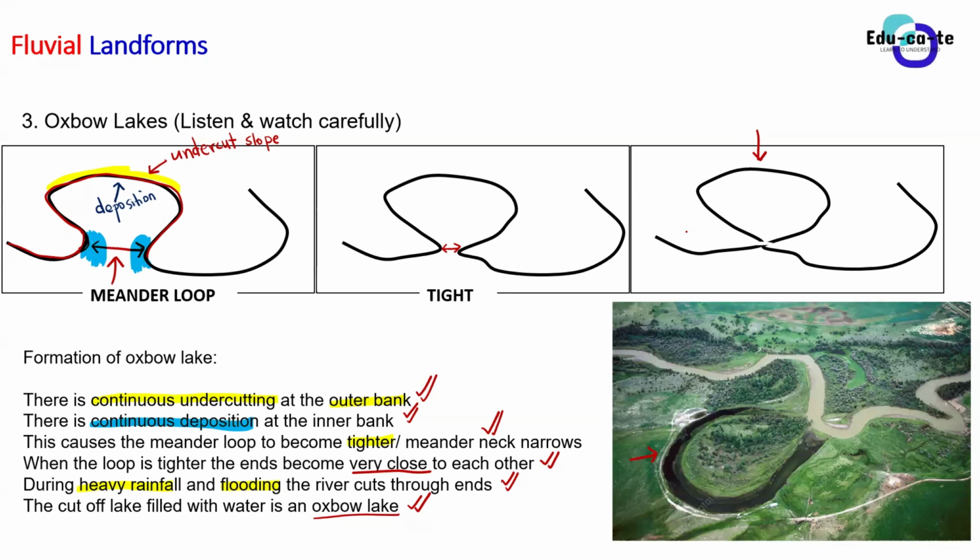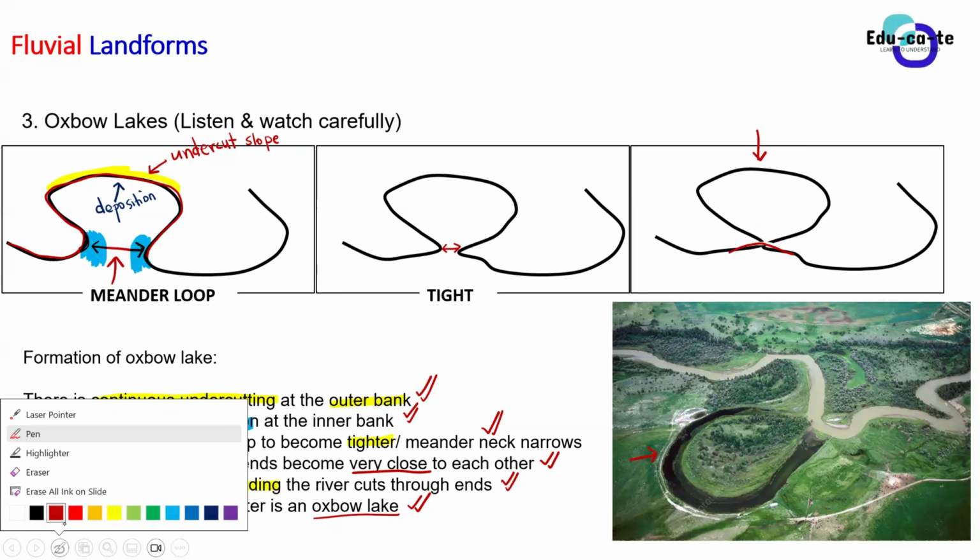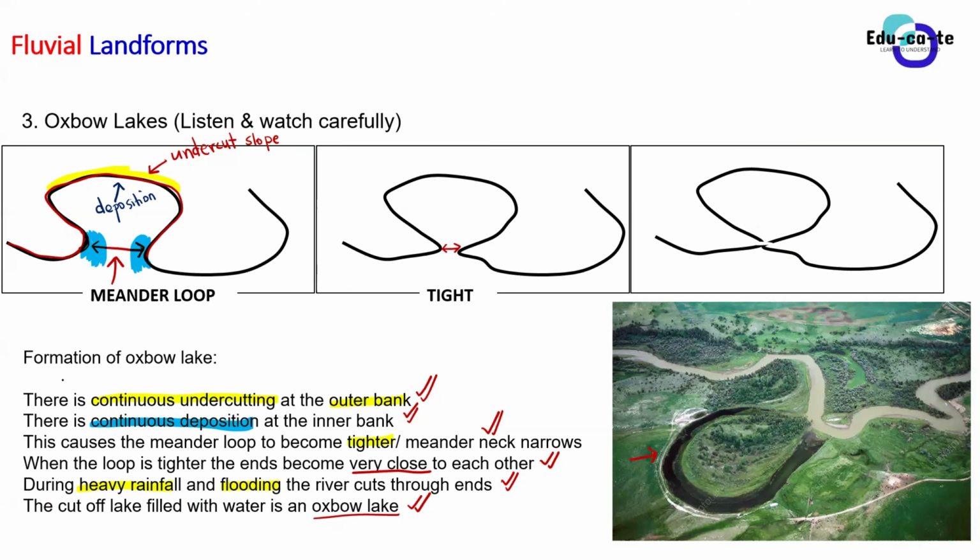You can cook up an explanation and say that at the undercut slope, we've got continuous undercutting or continuous erosion. And at the slip-off slope, we've got continuous deposition. The meander loop will become tighter, or we can say that the meander neck is narrowing. Then when heavy rainfall or flooding comes, the river will cut through its ends, because the water will prefer to flow straight through without going to the bend. The cut-off lake that is obtained there is known as an oxbow lake. Very simple. Do you guys see that?